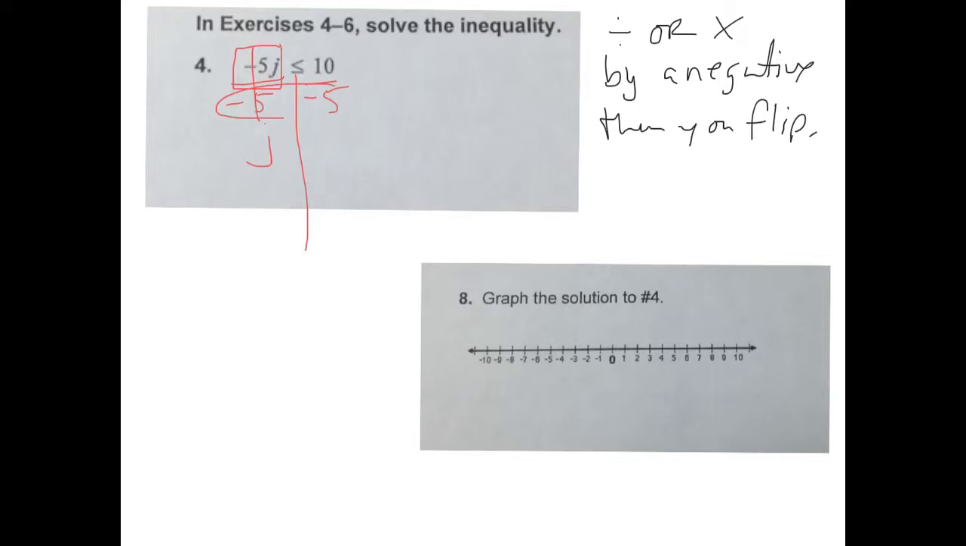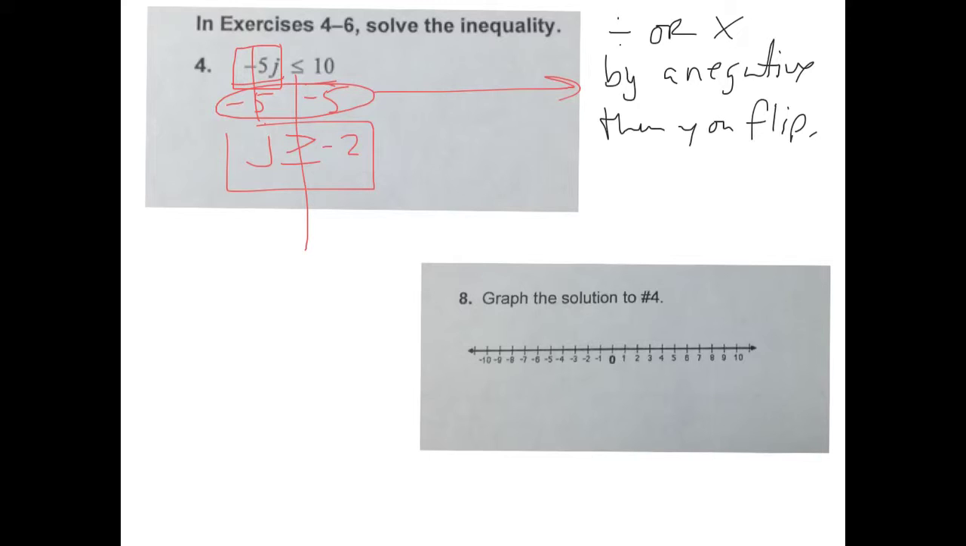Because we did this right here, that is that rule right there. If you multiply or divide by a negative, you flip the sign. So this sign flips to be greater than or equal to 10 divided by negative 5, which is negative 2. Alright? So j is greater than or equal to negative 2.